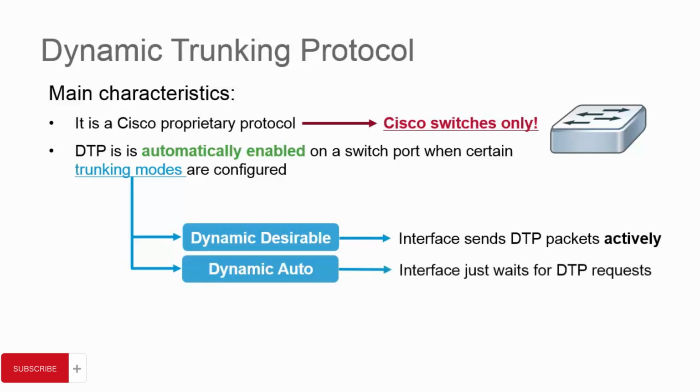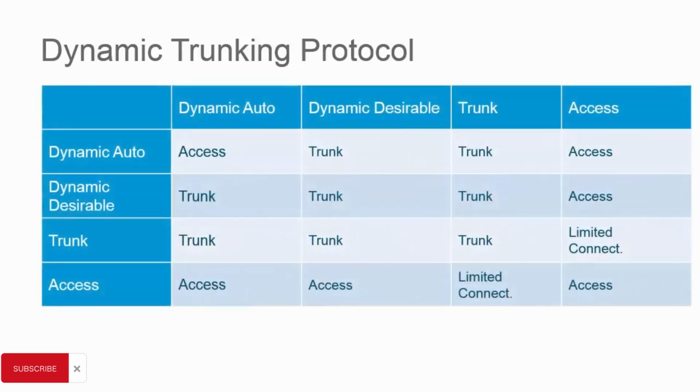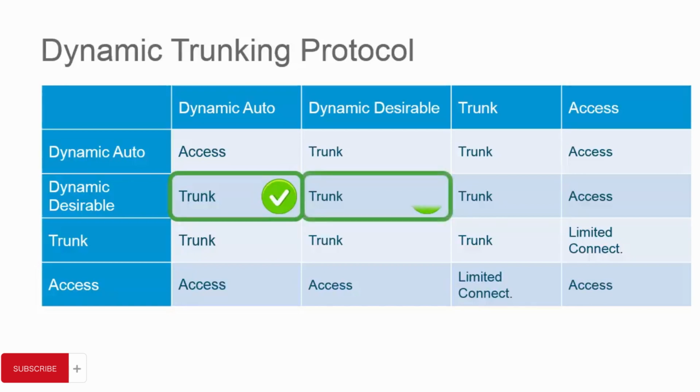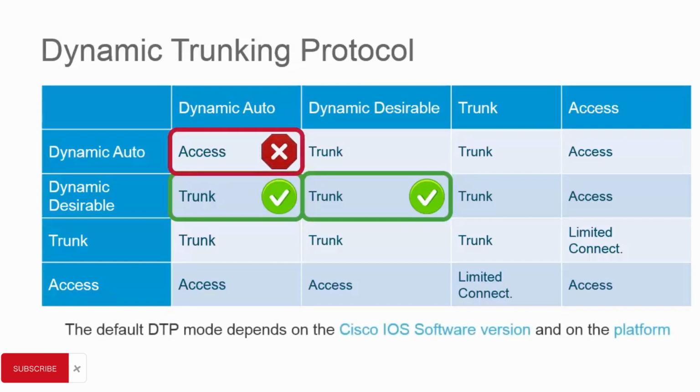For example, if one end is configured for the Dynamic Auto mode and the other for the Dynamic Desirable mode, a trunk gets established. If both ends are configured for Dynamic Desirable mode, a trunk gets established as well. But on the other hand, a trunk doesn't get formed when both ends are configured with the Dynamic Auto mode. The default DTP mode depends on the Cisco iOS software version and on the platform. Usually, it's the Dynamic Desirable mode.